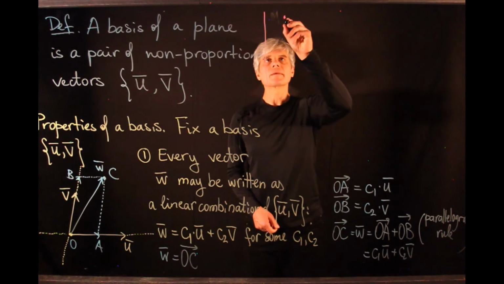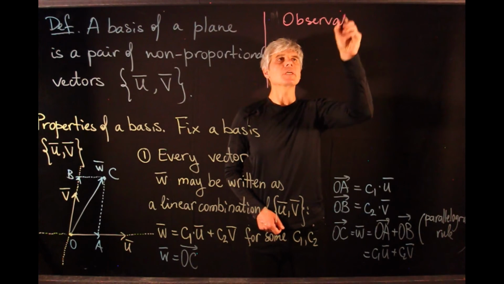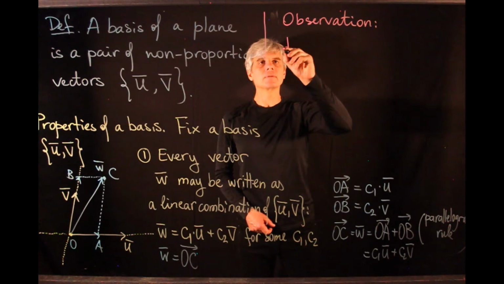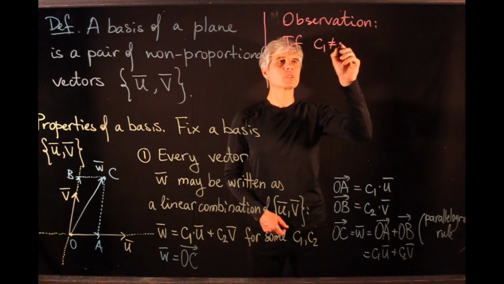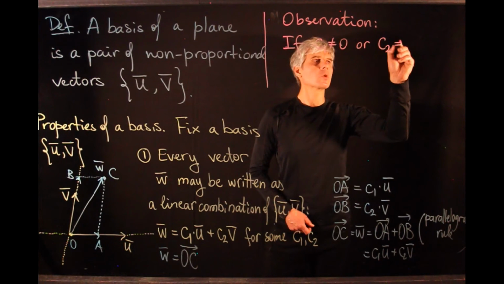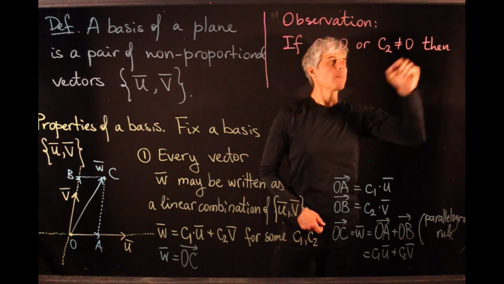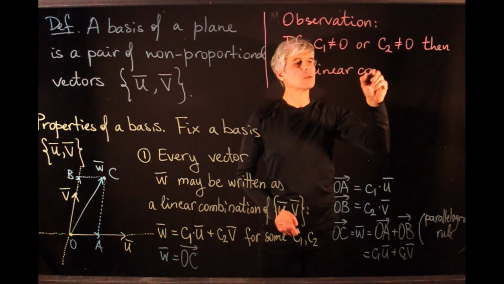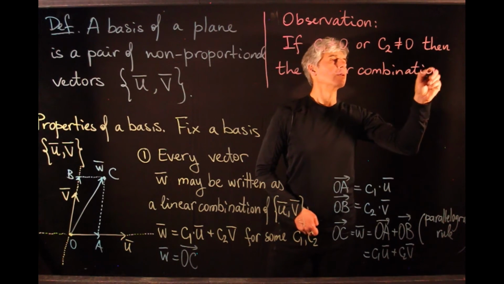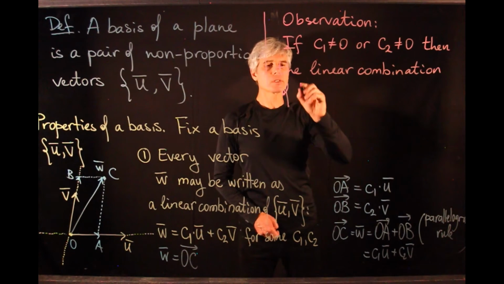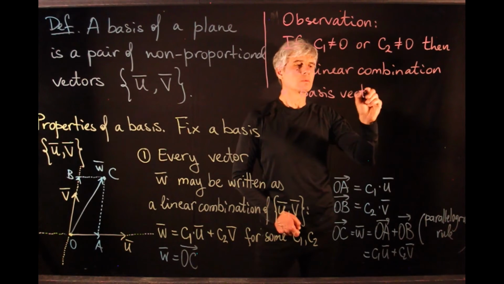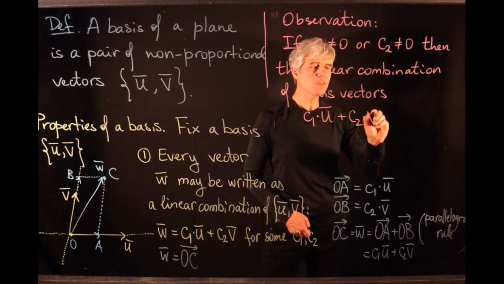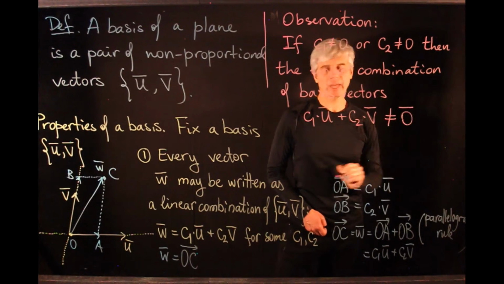Next, we make a simple but important observation about linear combinations of basis vectors. So if C1 is not equal to 0 or C2 is not equal to 0, then the linear combination of basis vectors C1 times u plus C2 times v is not equal to the 0 vector.